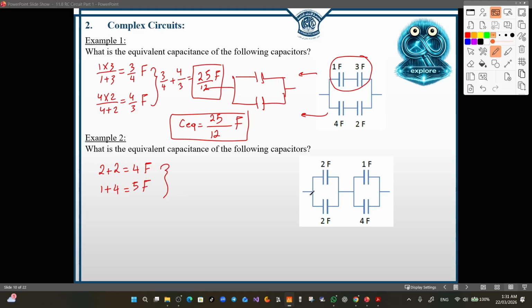Now this system becomes 4 and 5 F. To find the equivalent, since they are connected in series, we just multiply and add. And the equivalent will be 20 over 9 farad.